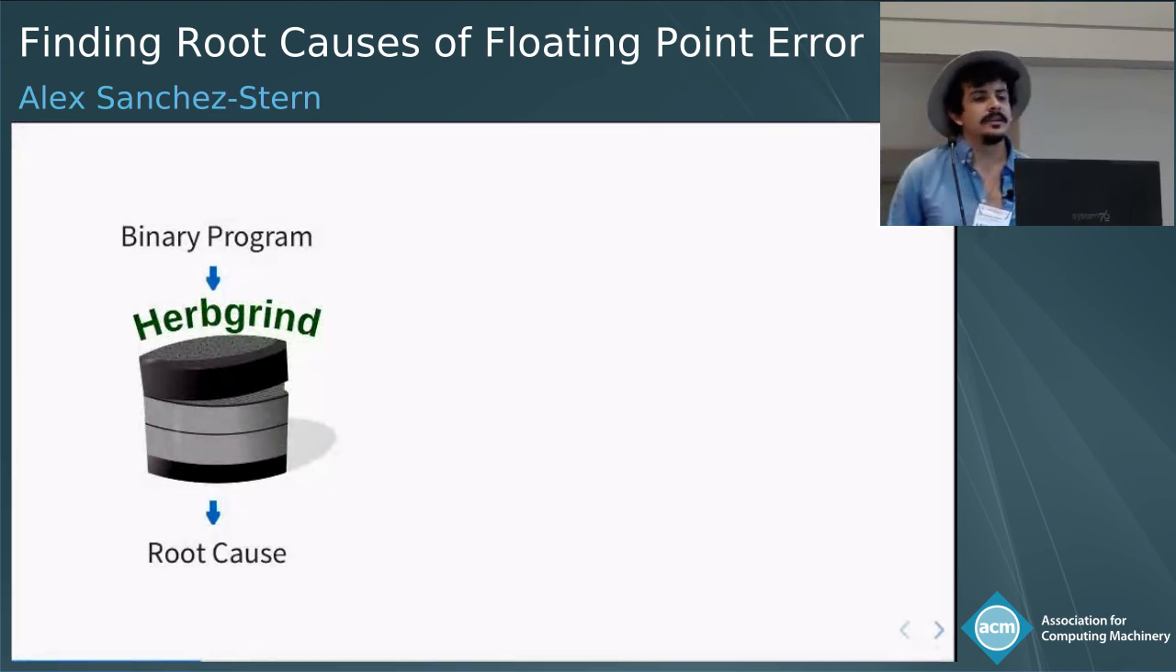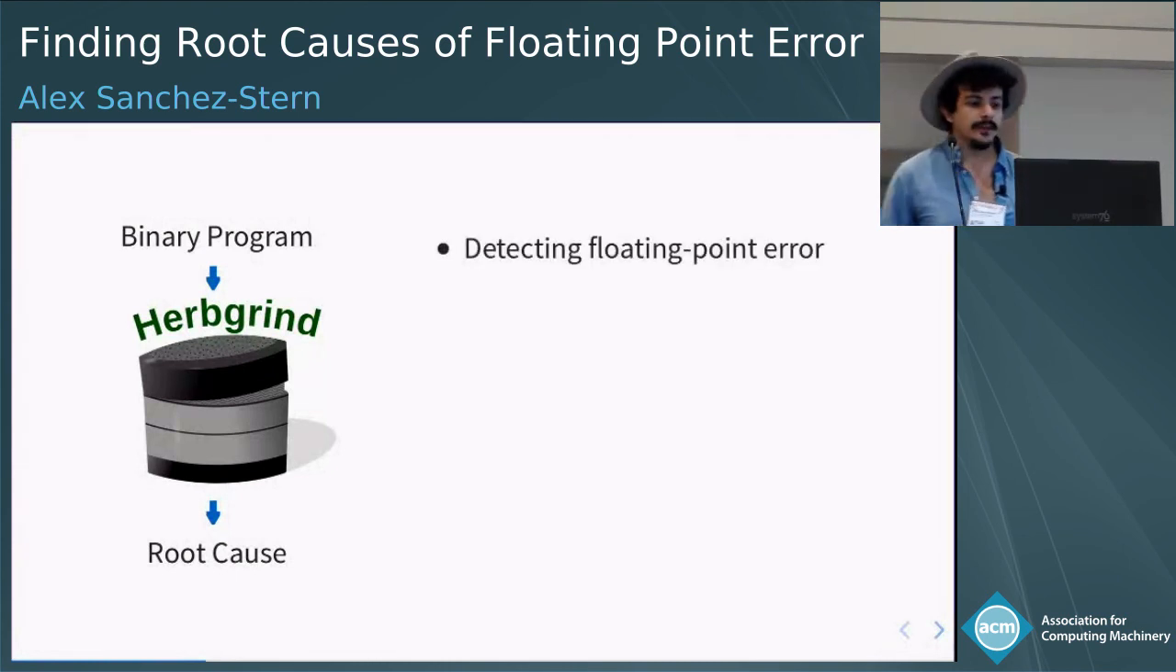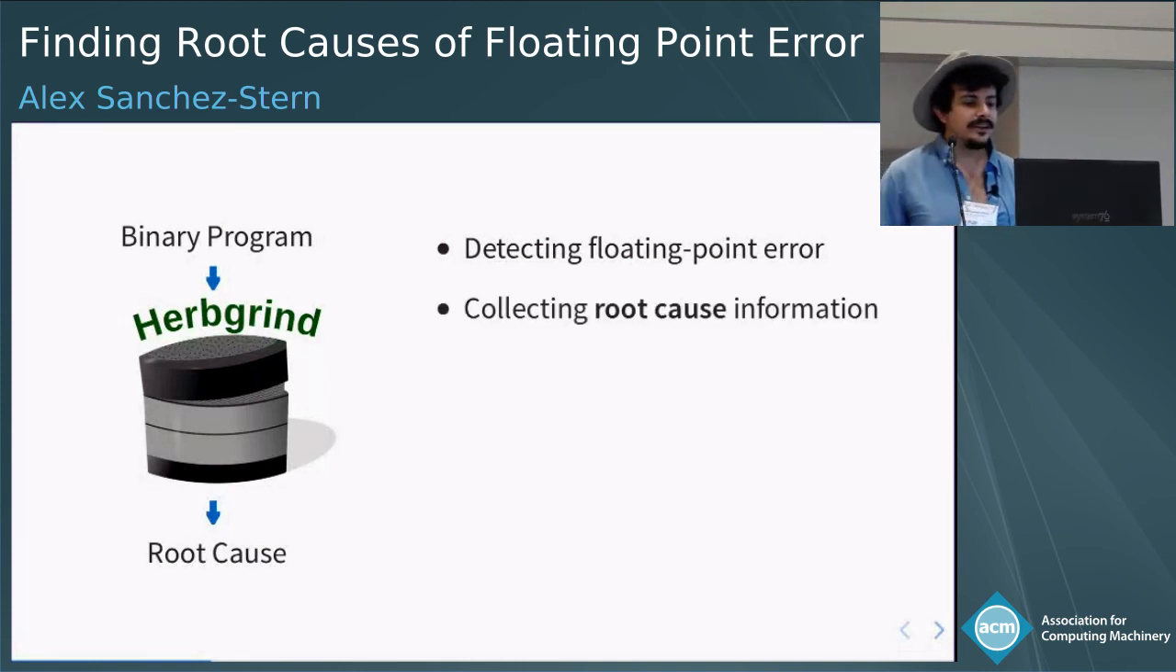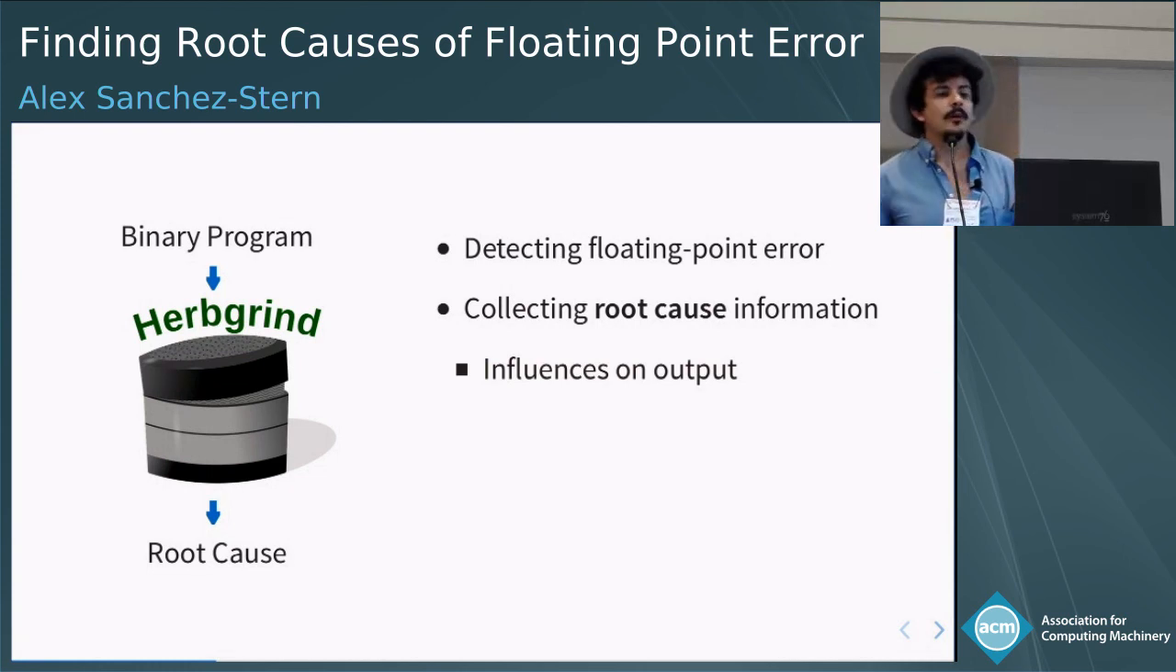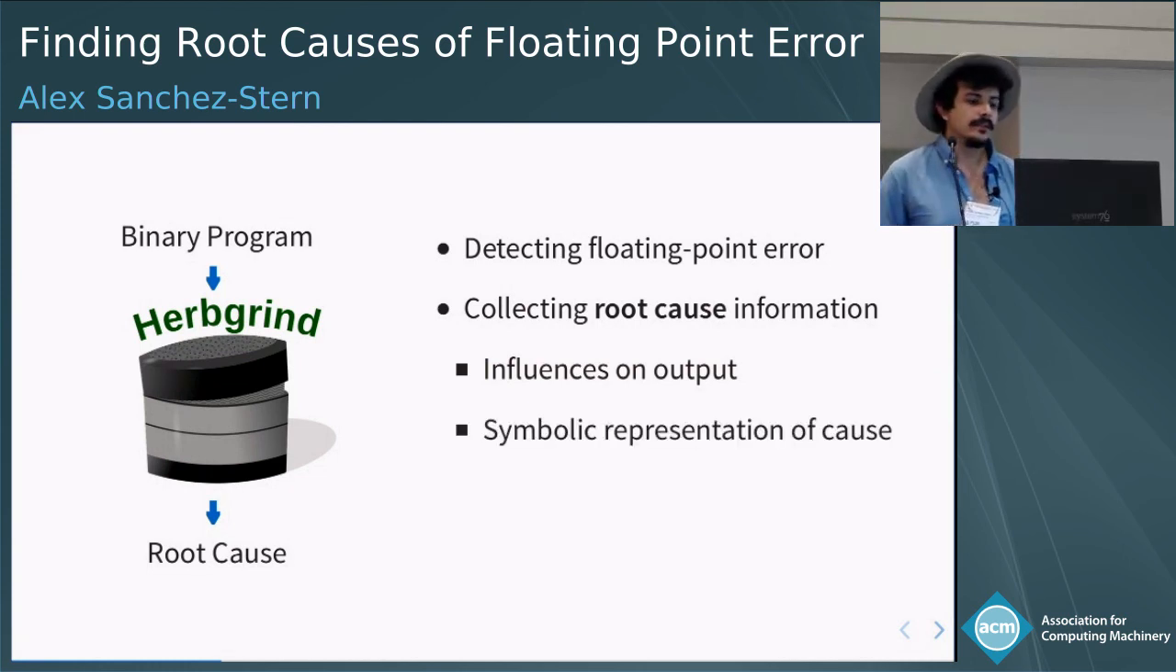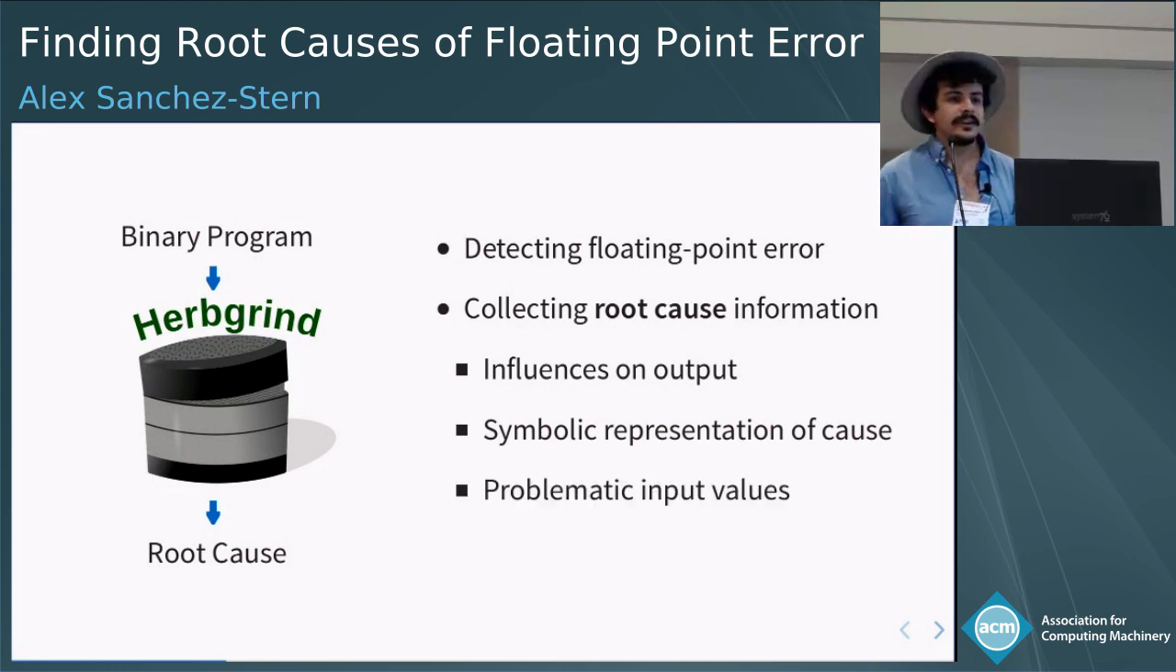And for the rest of this talk, I'm going to talk about how we detect error in the first place, how we see that something has gone wrong in the program, and how we use that to find the root cause of the error, detect the part of the program that would need to be changed to produce a less error-prone program. And the root cause is going to be made up of several pieces of information. We're going to figure out which pieces of code are influencing the outputs we care about. We're going to figure out which sets of operations are working together to create this error. And we're going to report to the user what values in the program actually caused erroneous behavior.